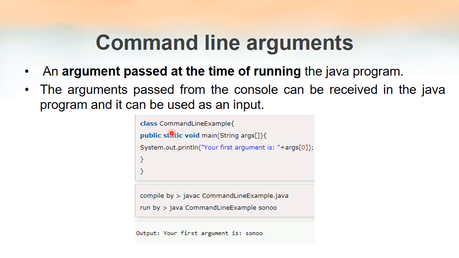Suppose I am writing a program like this and I am saving it with the file name CommandLineExample.java. This is my file name. If I want to compile this program, I have to type javac, which is the name of our Java compiler, space, the name of the Java program. If there are no errors, that means if the compilation takes place successfully, we will get a new file that is known as bytecode, which will have a .class extension. That is our bytecode.